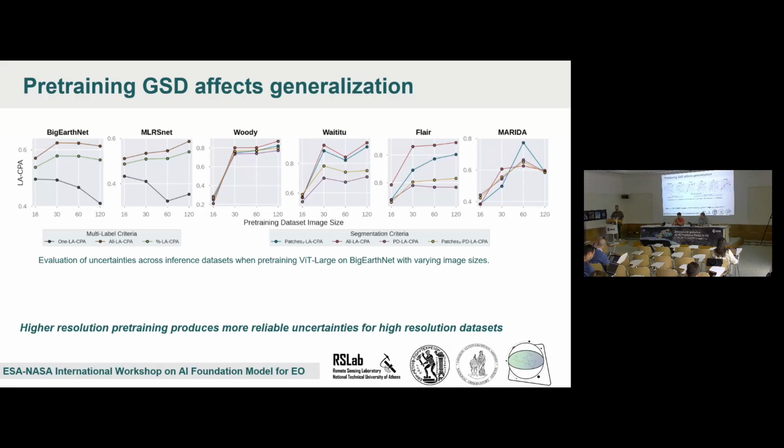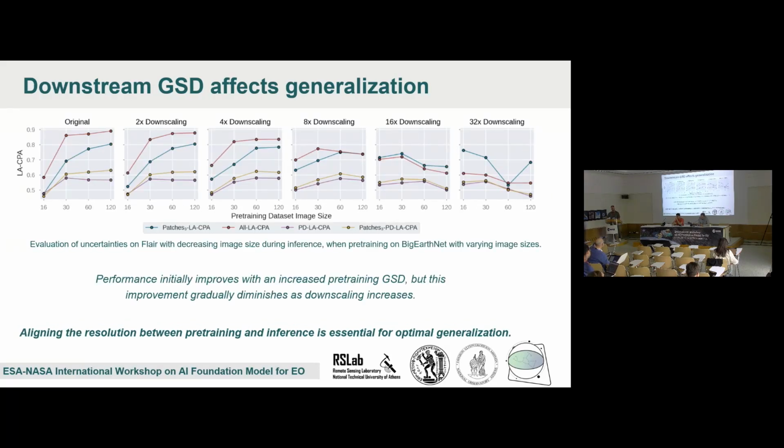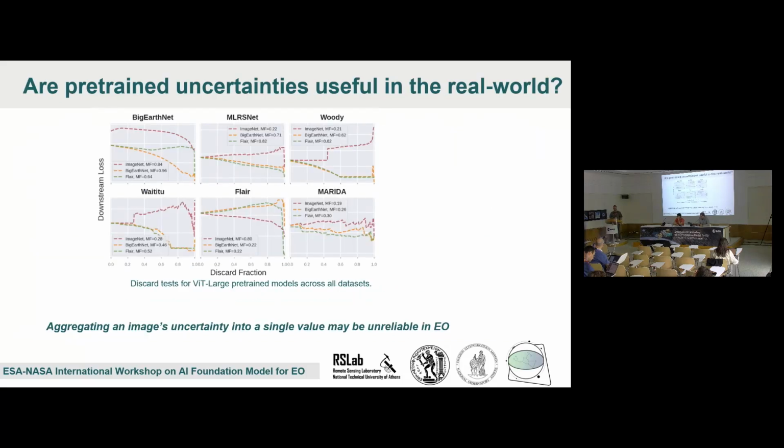Similarly, the ground survey distance at the pre-training affects the generalization of our uncertainties, meaning that high resolution pre-training is more reliable for high resolution downstream tasks. And it is ideal if you try to align the resolution between the pre-training resolution and the downstream resolution. So even for lower ground survey distance, you would ideally require lower resolution pre-training.